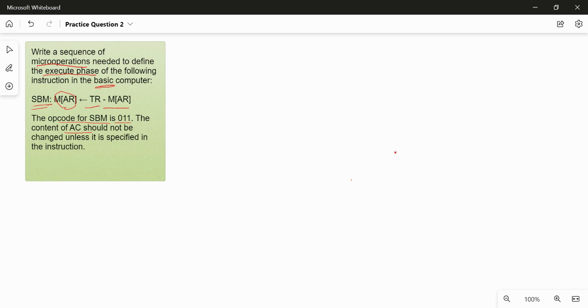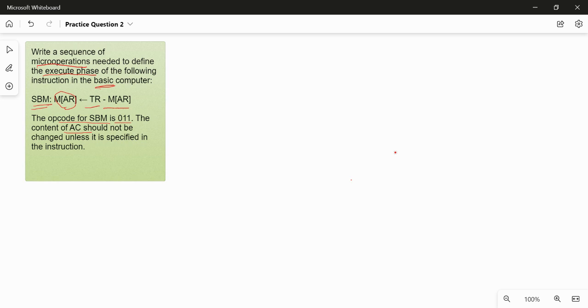the content of AC cannot be changed unless it is specified in the instruction. This means if AC is not specified as the destination register in the given instruction, then you have to ensure that the original value available in AC is restored at the end of the execution. So, this is the information given in the question.